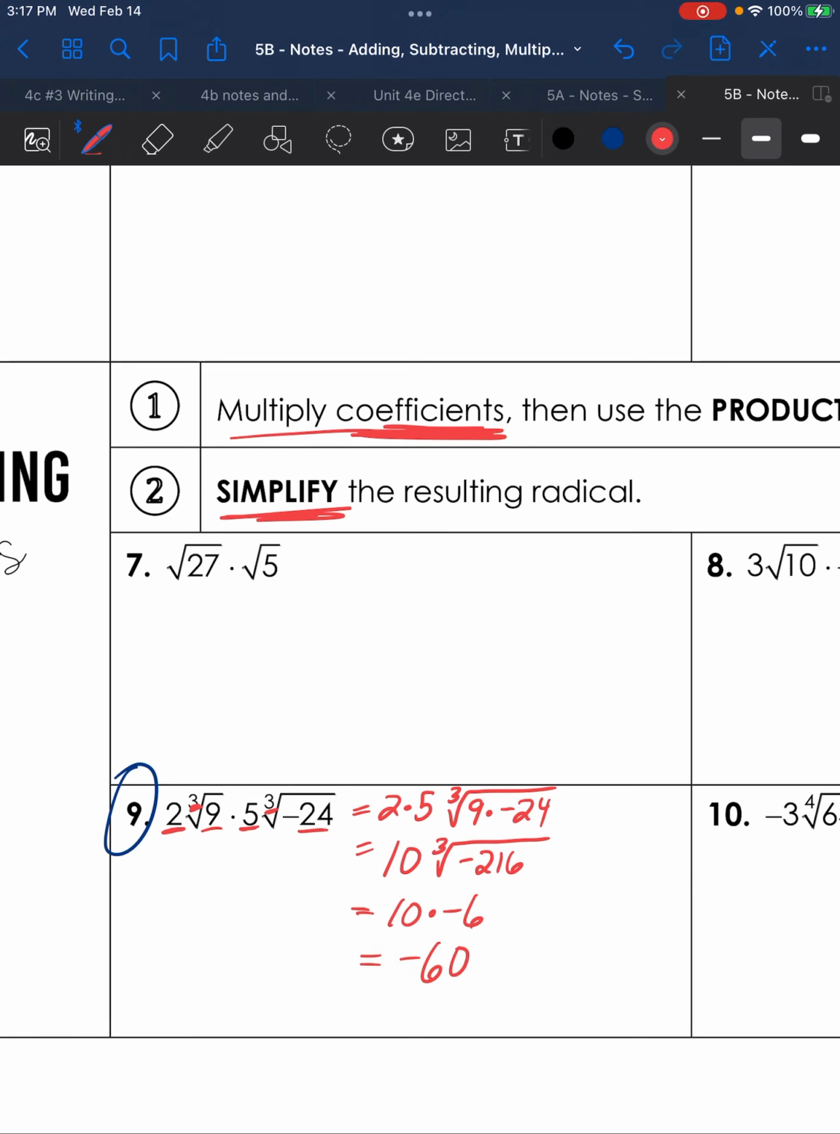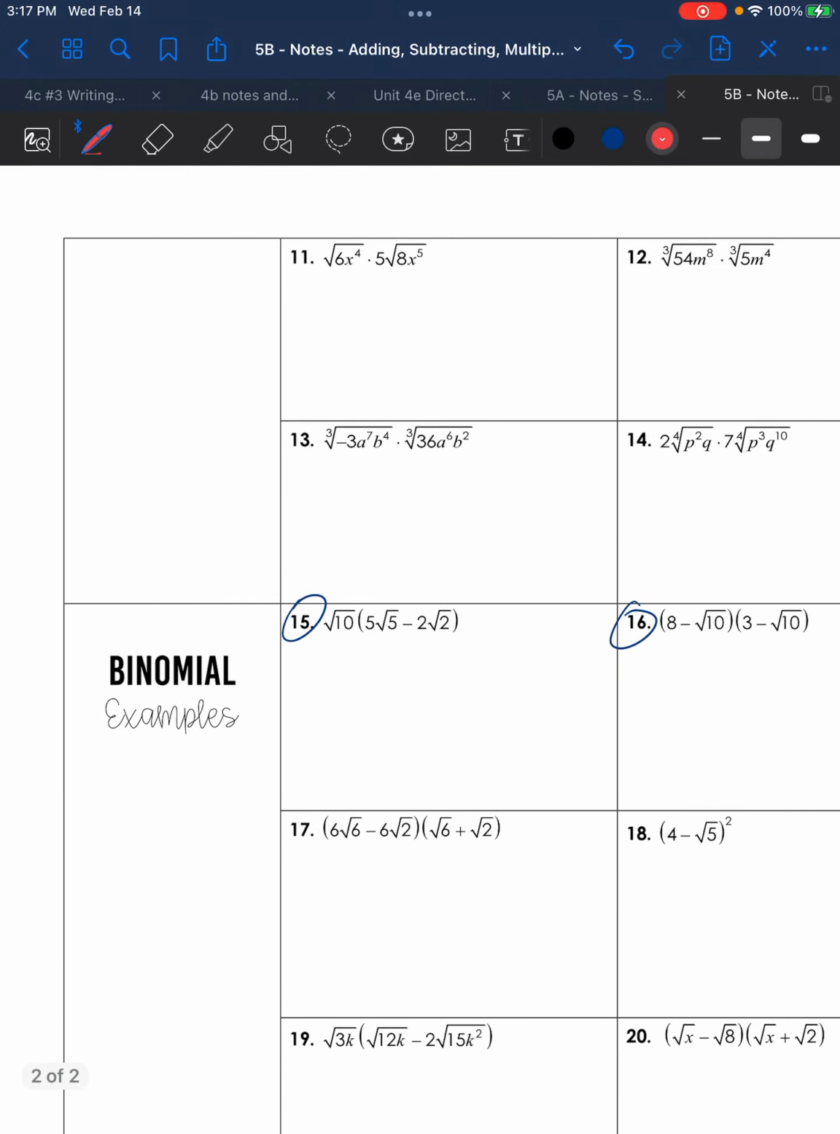10 times negative 6 is negative 60. Done. That's as simple as it gets. On to the back.